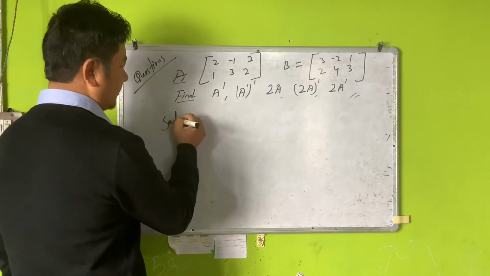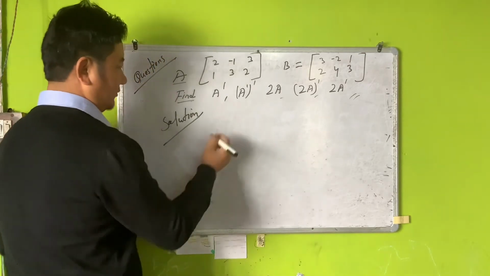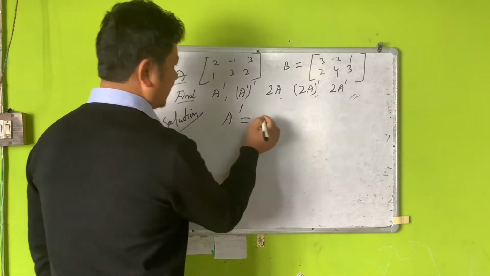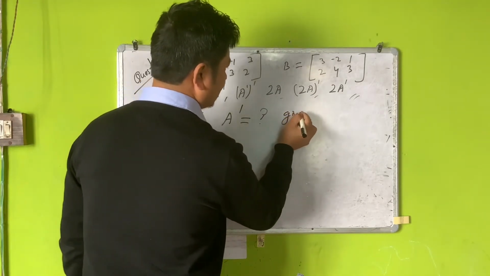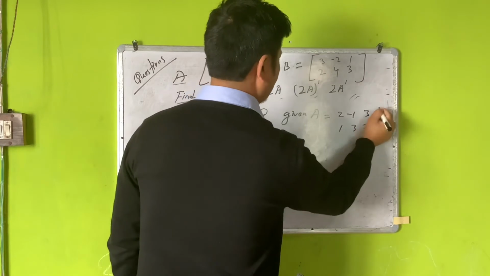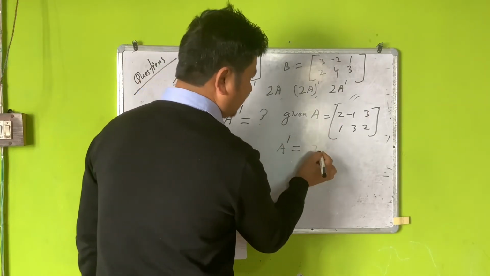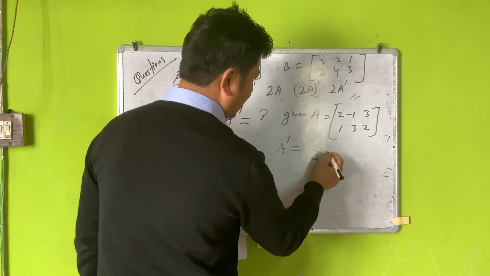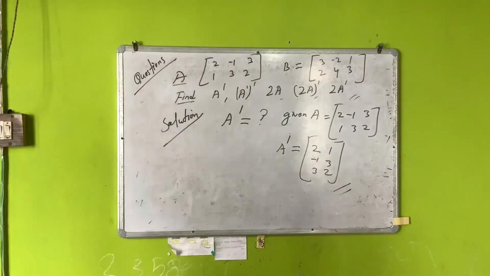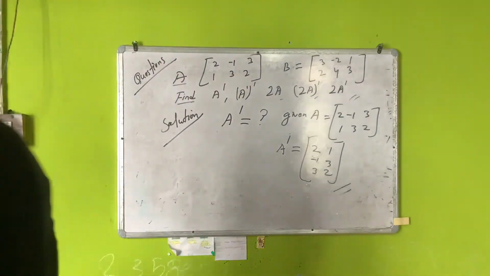Now the solution. Let us first start by finding A dash. A dash is equal to what? You just have to transpose A. Given A = [2 -1 3; 1 3 2], you have to transpose it. You just change rows and columns. So it is 2, -1, 3, then 1, 3, 2 arranged by columns. This is your A transpose. When you just change rows and columns, it will be the transpose of the matrix.